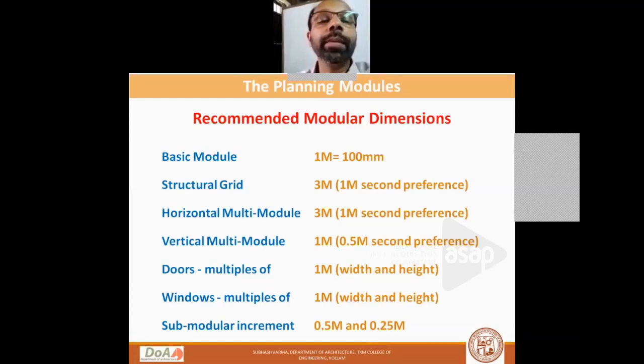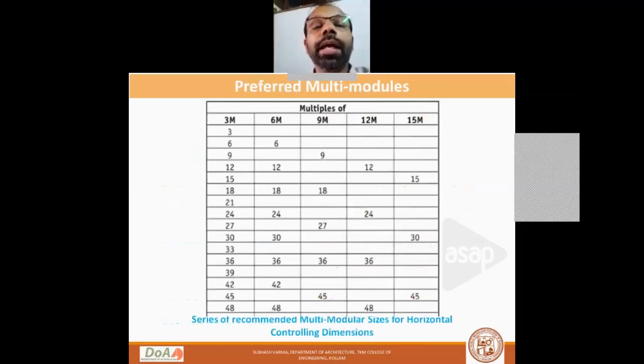Doors are usually multiples of 1M for the width and the height. Windows are usually multiples of 1M, both width and height. And usually we can use a submodular increment of 0.5M or 0.25M along with any of the above modules.